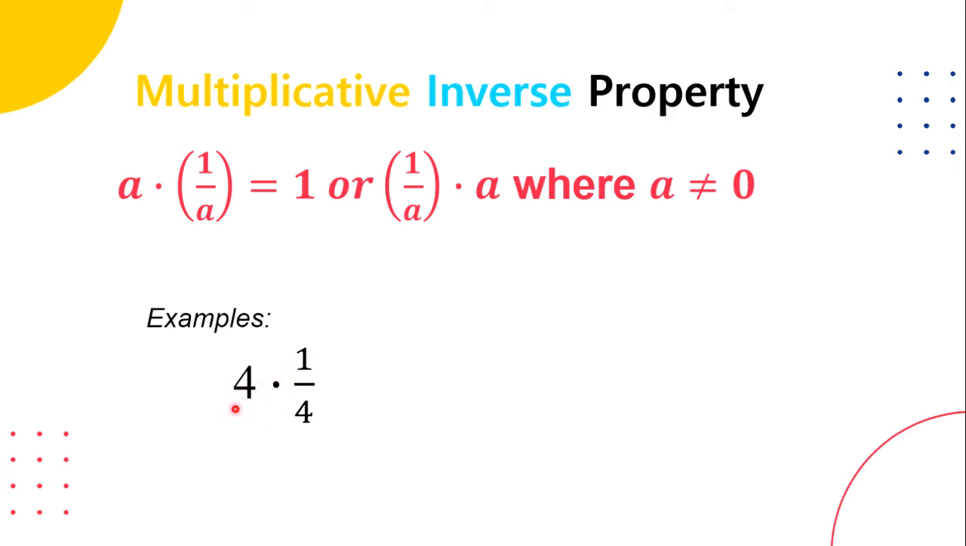We all know that 4 always has a denominator of 1 since it's a whole number. Therefore, we have to multiply it by its inverse, which is 1/4. That is equal to 1. Another, if we have 2/3, the inverse or the reciprocal of that is 3/2. So if we multiply them, it will also result in 1.